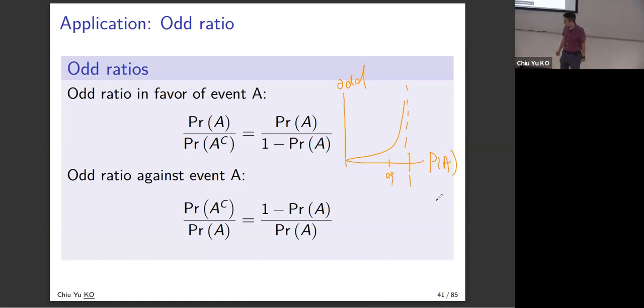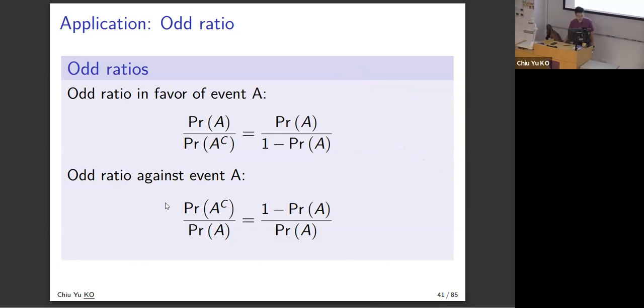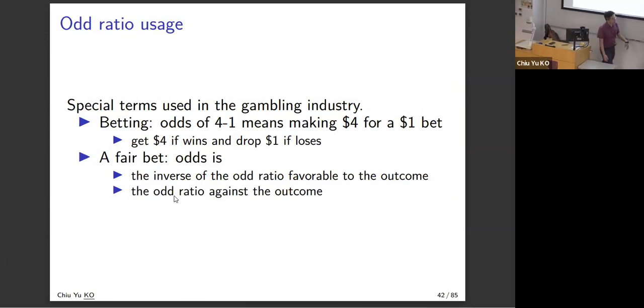We'll cover more in the next class, but you do notice that in the slide I have 2 odds, one in favor, one against. People often don't mention which they're talking about, but when this is the case, they always mean in favor. Okay, but why is it important? Because odds is actually related to the odds we learn in the gambling industry.